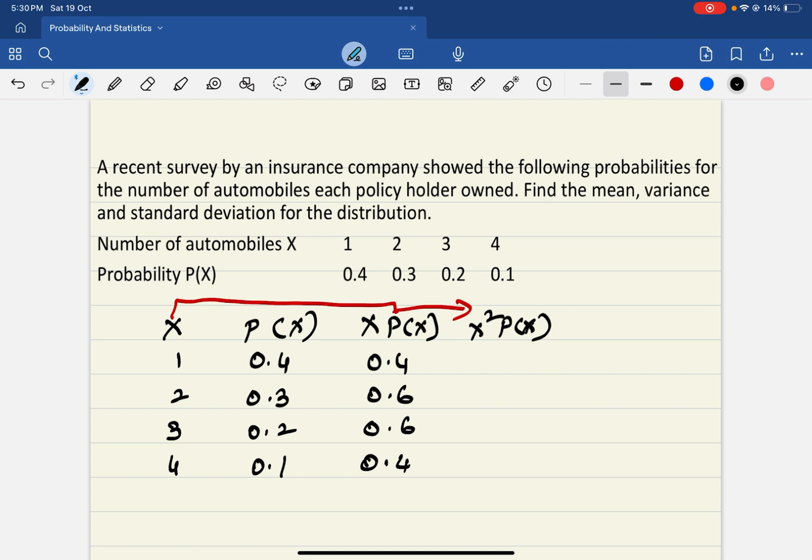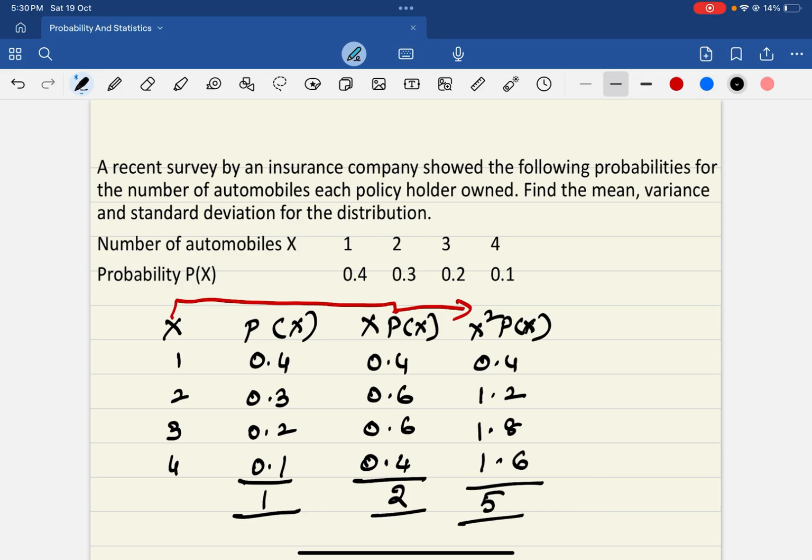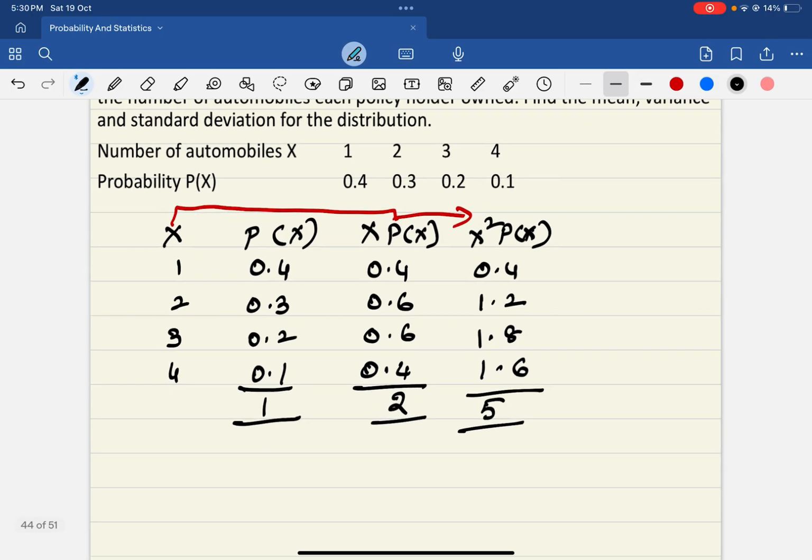Okay. So now what is this? That is 0.4, and then 0.6 and 1.2 for the next, and this is 1.8, and this is 1.6. And when you add all this, the probability condition is what? According to that, it should be equal to 1. Let us add all of them. Then this gives you 2. And for x square p of x, 0.4, 1.2, 1.8 and 1.6 add up to 5. So now this is x square p of x. What is the formula for mean? The mean is given by the expected value of x, which is sigma x times p of x, which is equal to 2. Mean is 2.